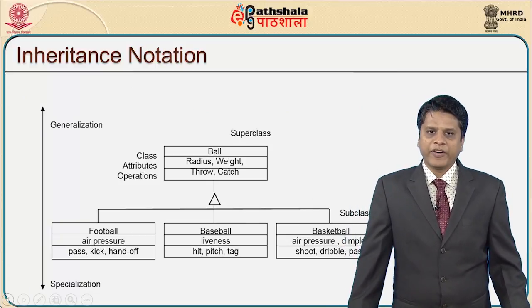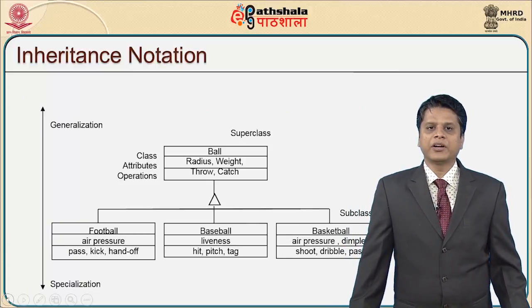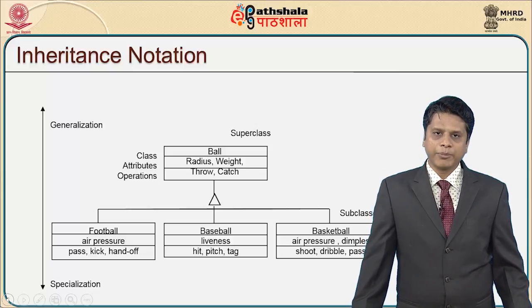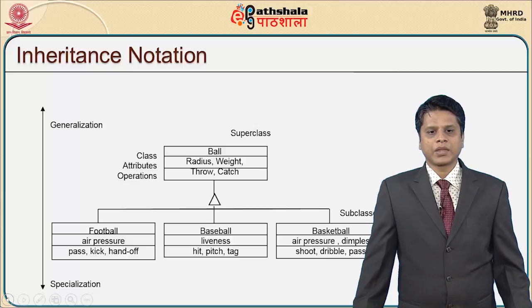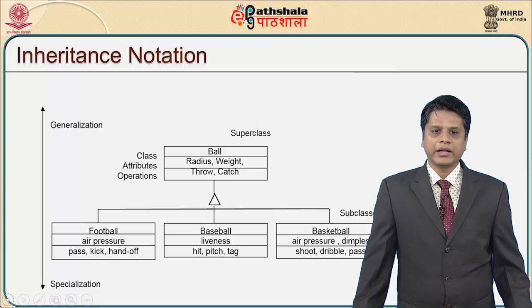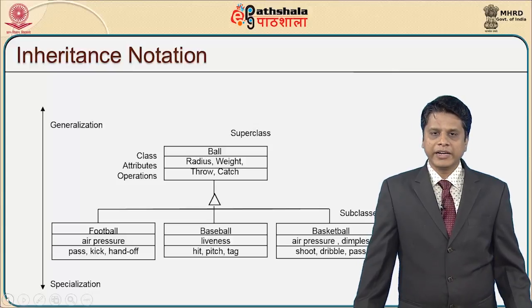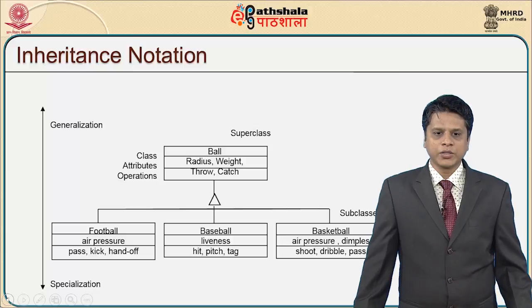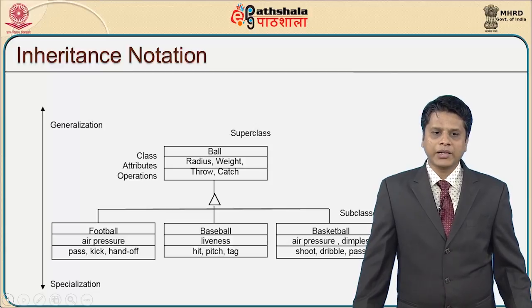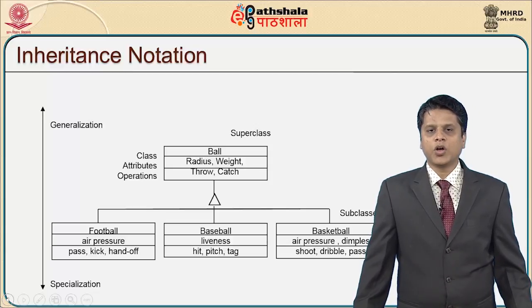If I am trying to define a superclass with 3 different hierarchies like class, attributes and operations. Say for example ball, the attributes of ball include radius, weight, etc. and the operations include throw, catch. And when I look at the subclasses, this ball can be a football, baseball or a basketball.